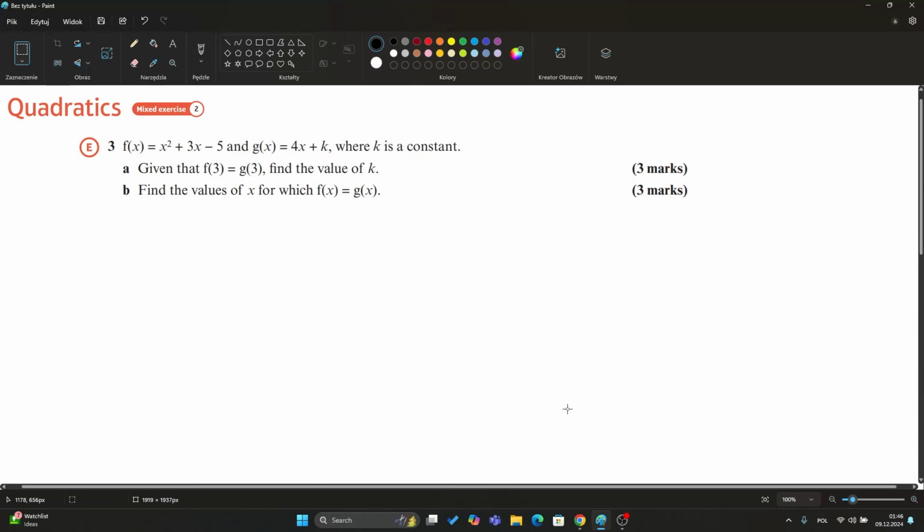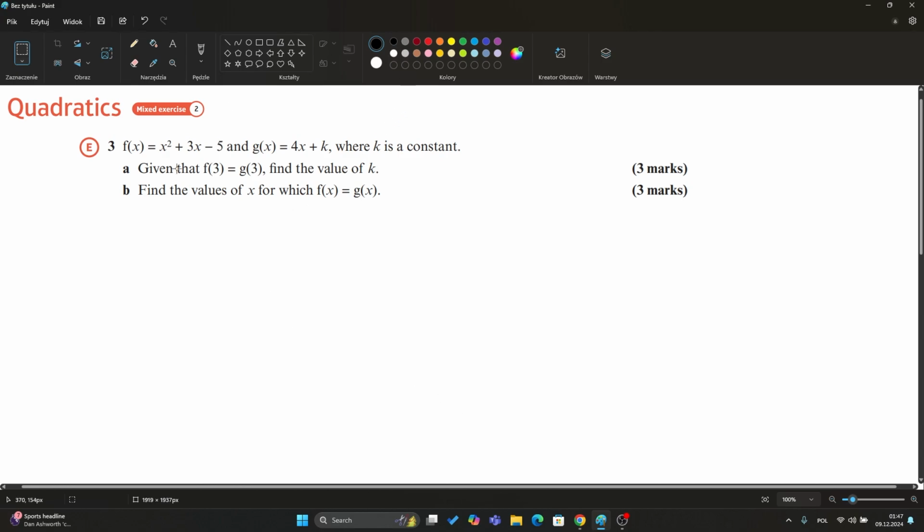Hello and welcome to the review of chapter 2, which is quadratics, and we are going to do the exam questions. And the first exam question is here. So f of x is x squared plus 3x minus 5, and g of x is 4x plus k, where k is a constant. Given that f of 3 equals g of 3, find the value of k.